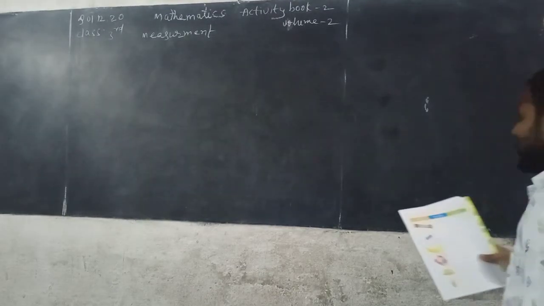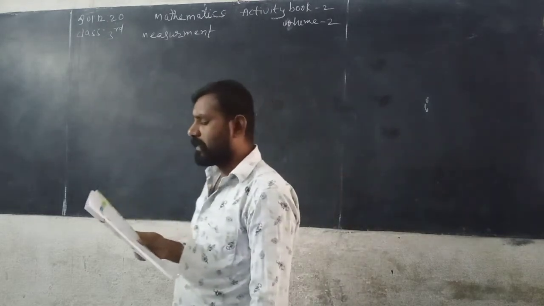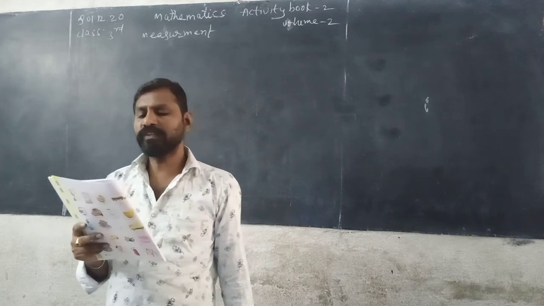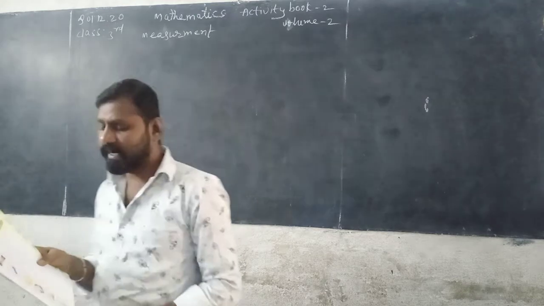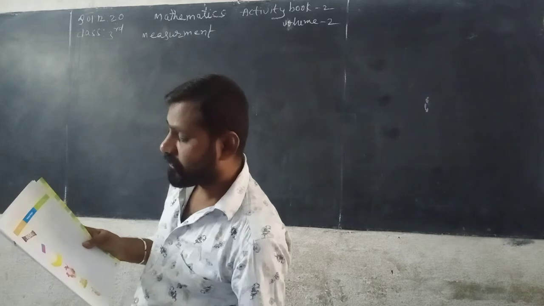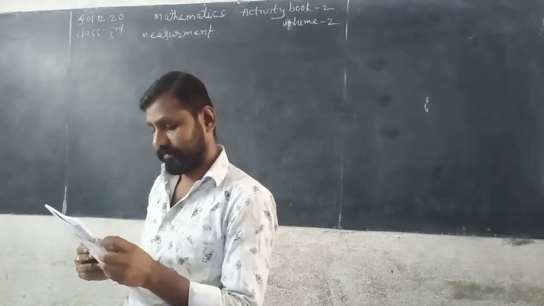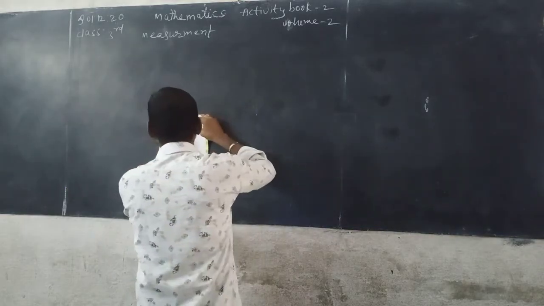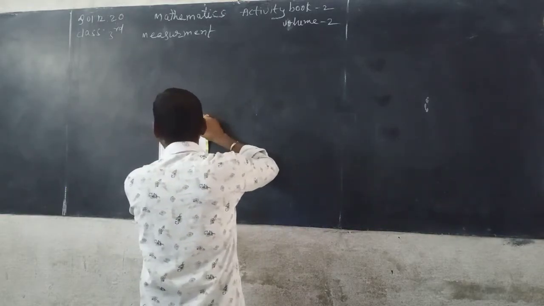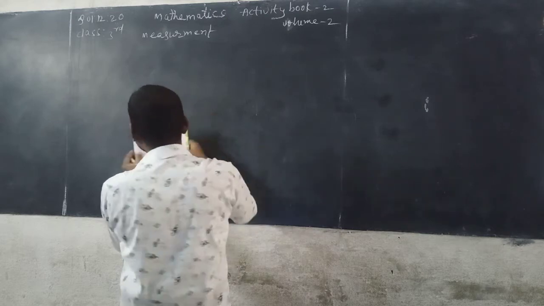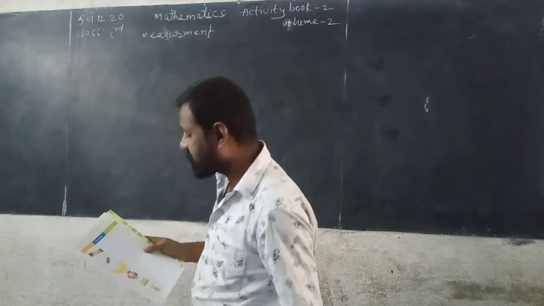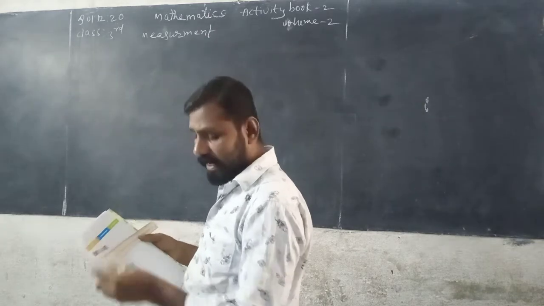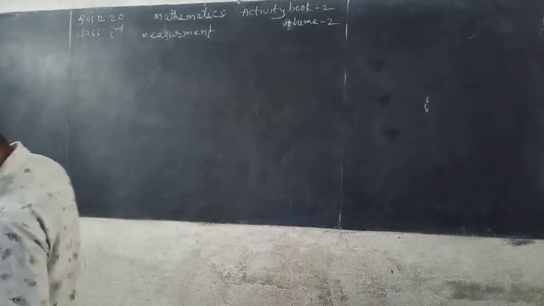Now next, estimate the weights of the following objects, then find their actual weights and see how close your guesses were. See here, now estimating. Actual weight I can measure. So weight, not height, weight.